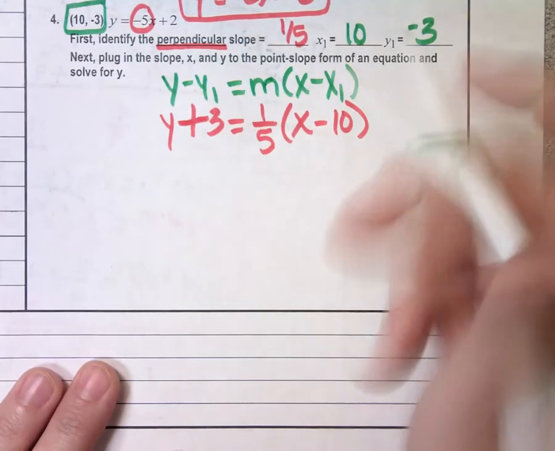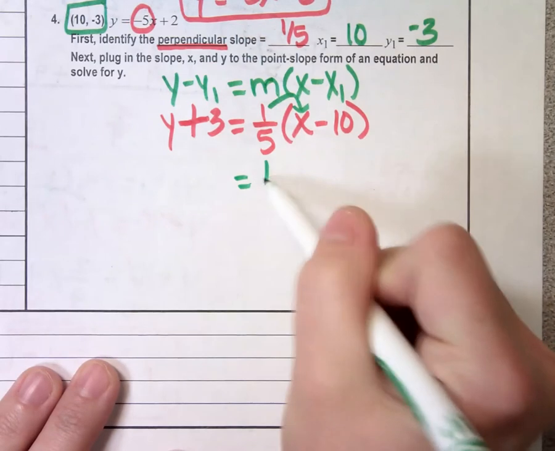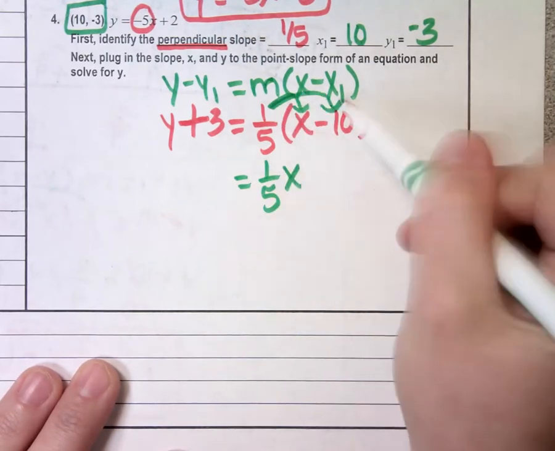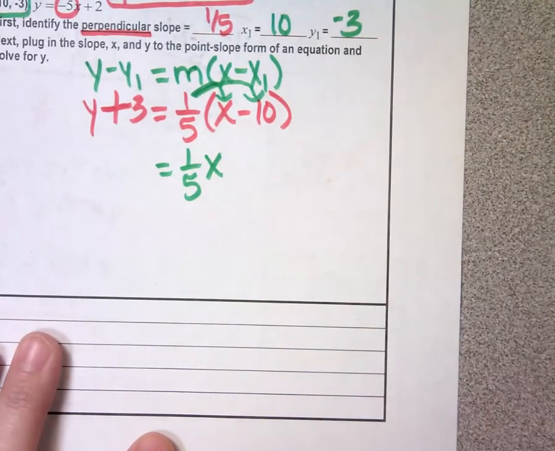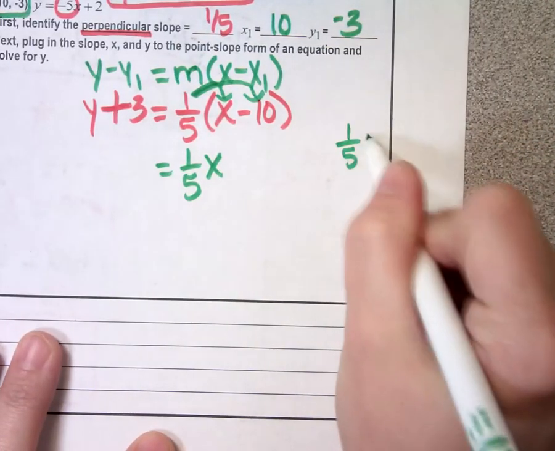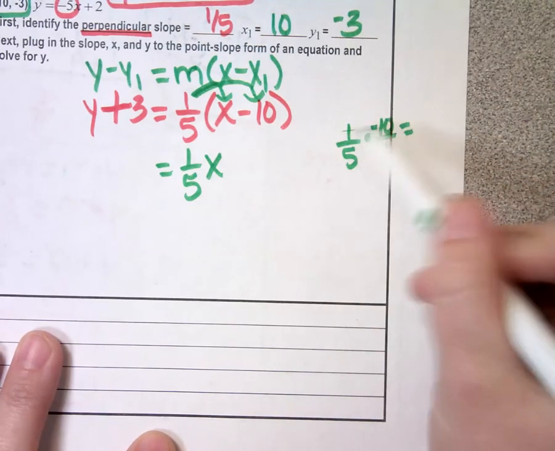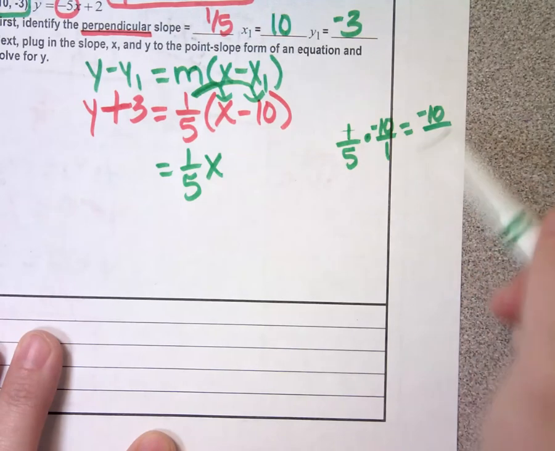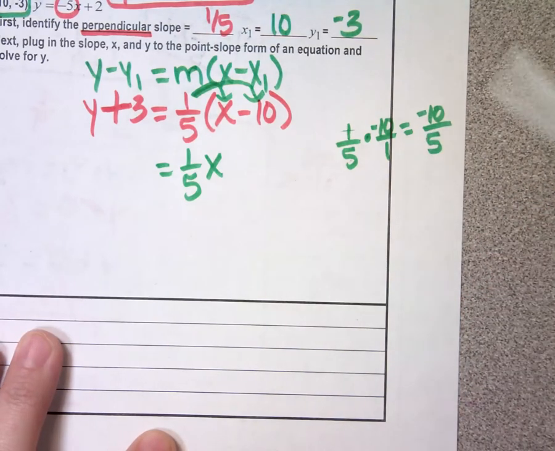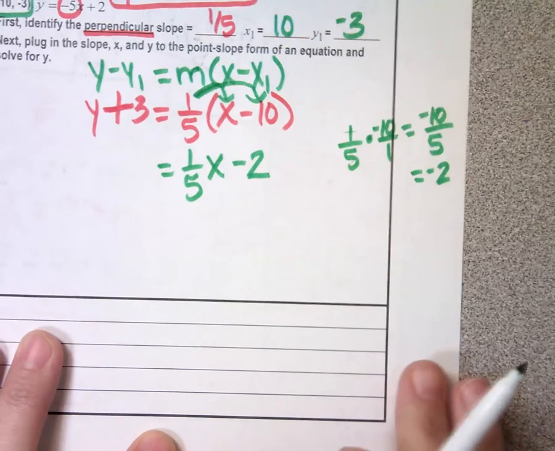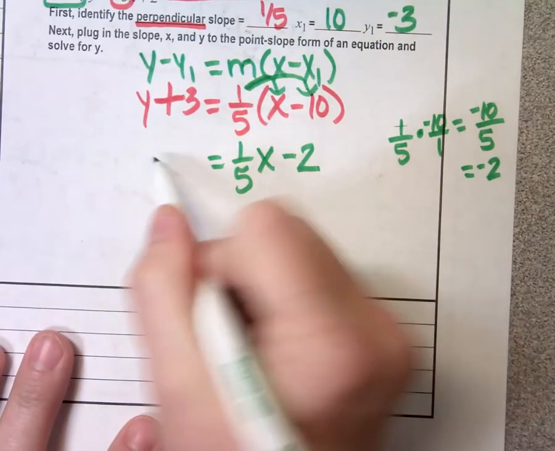Okay, if I distribute 1/5 times x, that's easy. 1/5 x. Then I want to take 1/5 times negative 10. So let me just do that off to the side here. 1/5 times negative 10. Multiply across. 1 times negative 10 is negative 10. 5 times 1 is 5. What do you get if you reduce negative 10 over 5? Negative 2. So I'm going to put minus 2. And then I bring down my y plus 3.